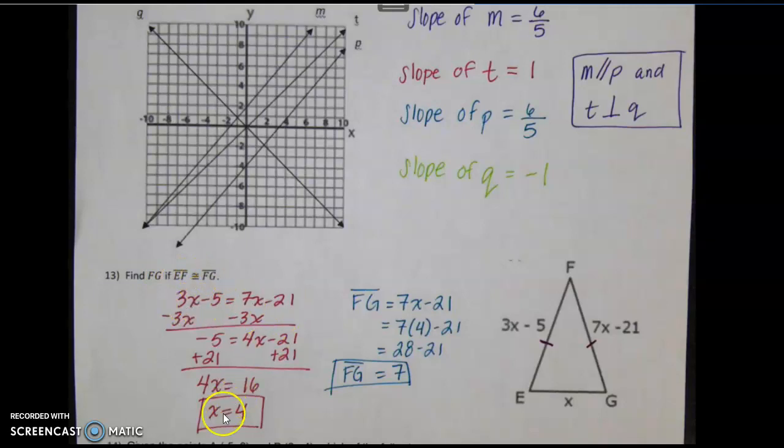Set them equal to each other. Solve for x, you get x is equal to 4. But read your problem carefully because there will probably be an answer choice, x is 4 or something. You're not done. It says find FG. So I take FG and I plug that 4 in. 7 times 4 is 28, minus 21 is 7. FG is 7.